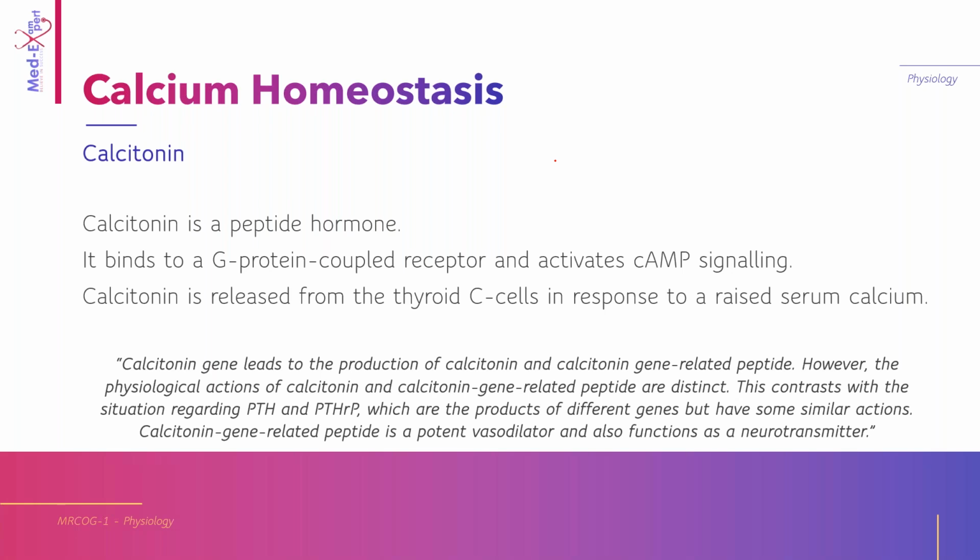The calcitonin gene related peptide is a potent vasodilator and also functions as a neurotransmitter. Of course, this part is not important, but just to mention in case you heard about what's called the calcitonin gene related peptide. So you know that it's released from the same cells or the same gene, but it has a different action from calcitonin in regulation of the calcium homeostasis.